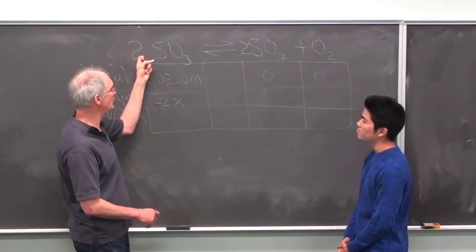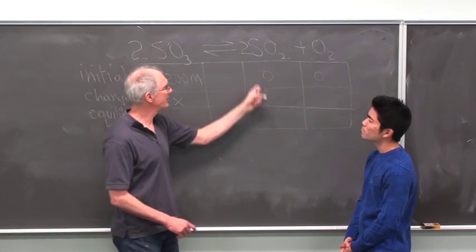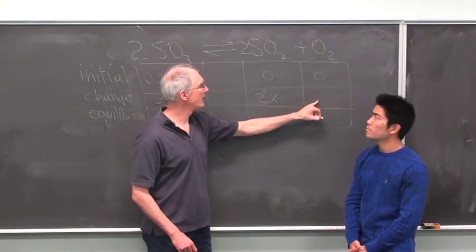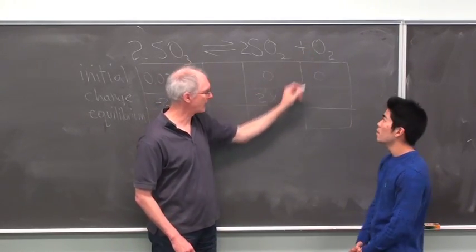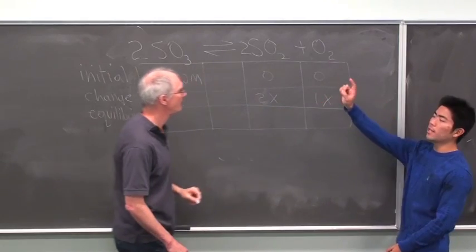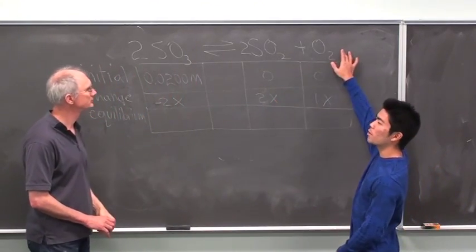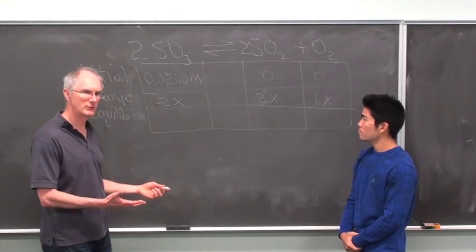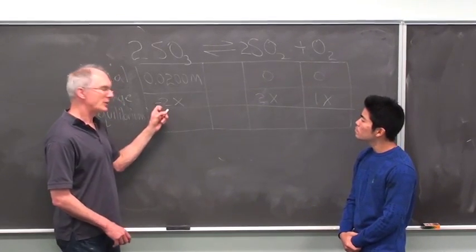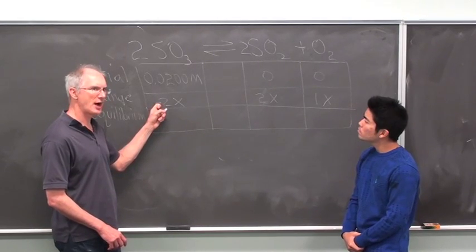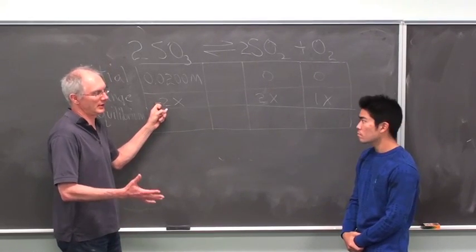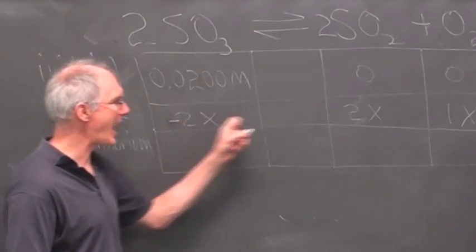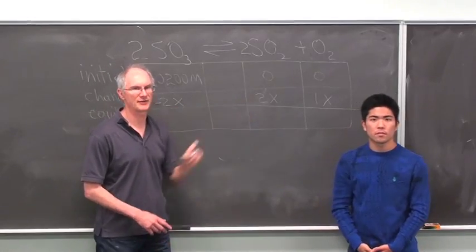If this decreases by 2x, this is going to increase by 2x, and this is only going to increase by 1x. That's because it takes 2 moles of sulfur trioxide to get 1 mole of oxygen. It doesn't matter whether you put a negative or a positive here first; the math will work out. But what is critical is that reactants and products have opposite signs.